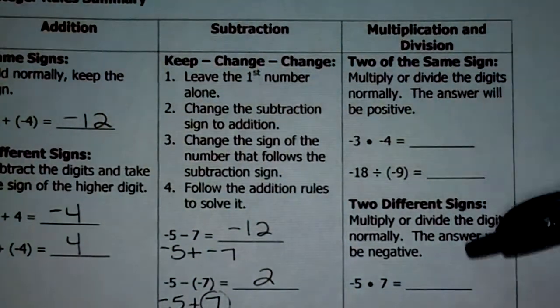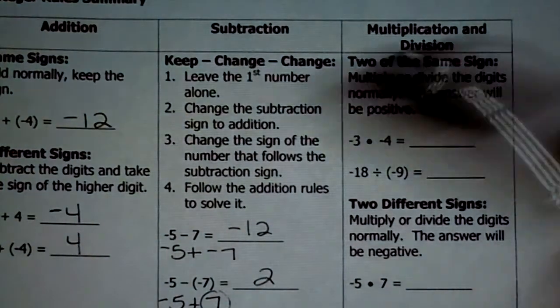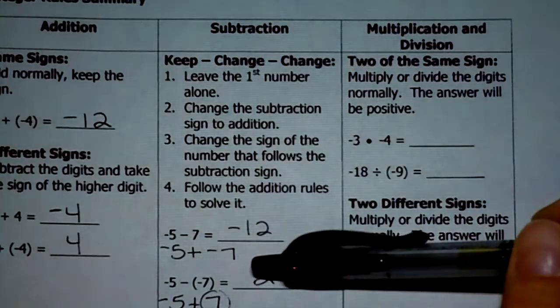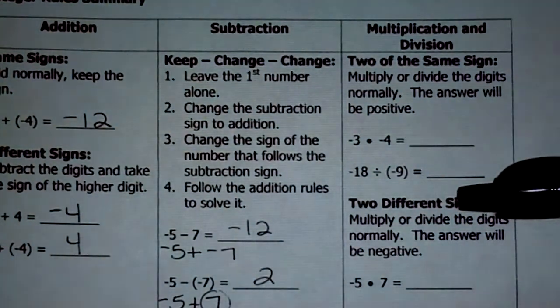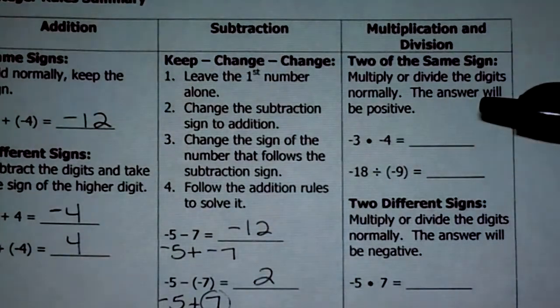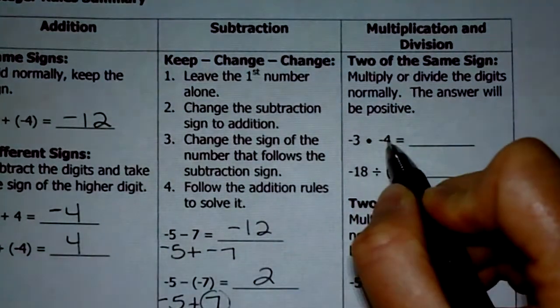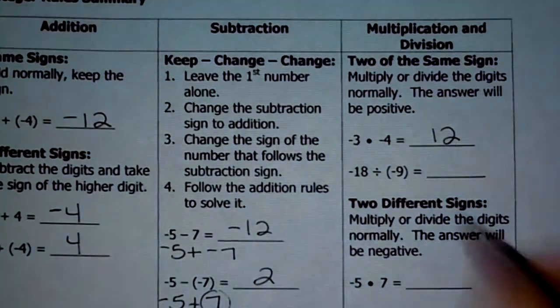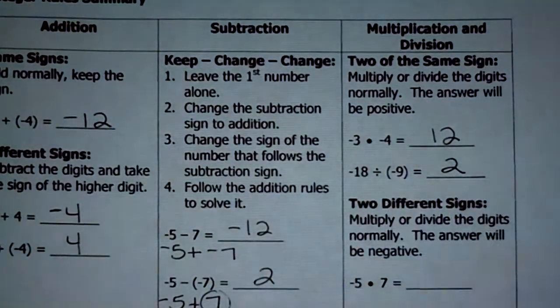Finally, your multiplication rules and division. I put them both together because the rules are exactly the same. You don't have to change anything about the problem. With subtraction, it got its own little column here because we are changing something about it. With multiplication and division, we're not changing any signs. We just know that you multiply and divide normally, and two of the same sign means the answer is positive. So a -3 times a -4, 3 times 4 is 12, negative times a negative is a positive. -18 divided by -9 is 2, a negative divided by a negative is a positive.